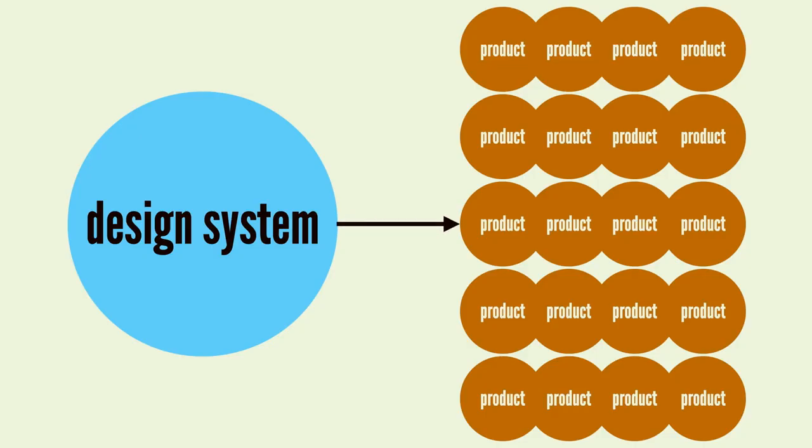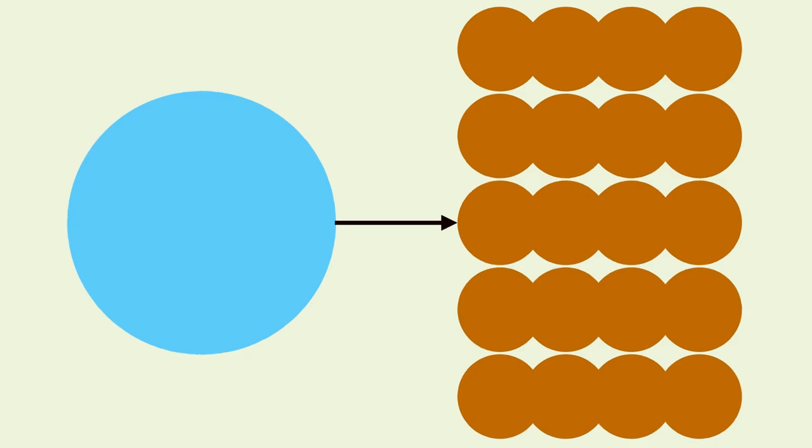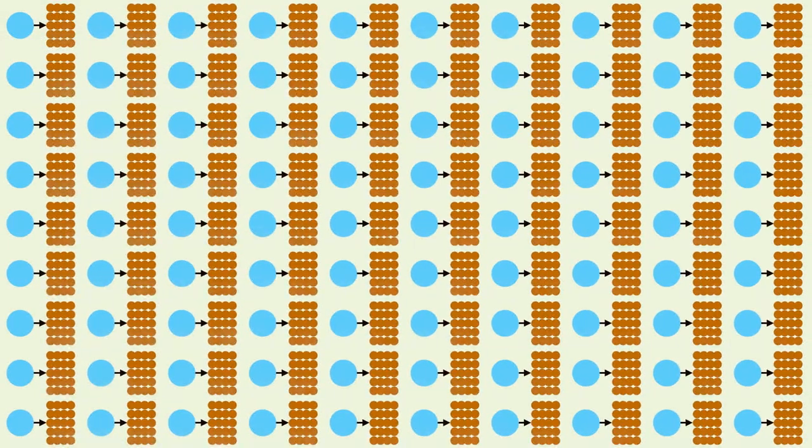This is kind of what we've been talking about, right? This is what we're all up to. We got a design system. We got a bunch of products. We're trying to create a design system to power all of these different products. Here's the fun thing, though. We're all doing it. Do you see the irony here?